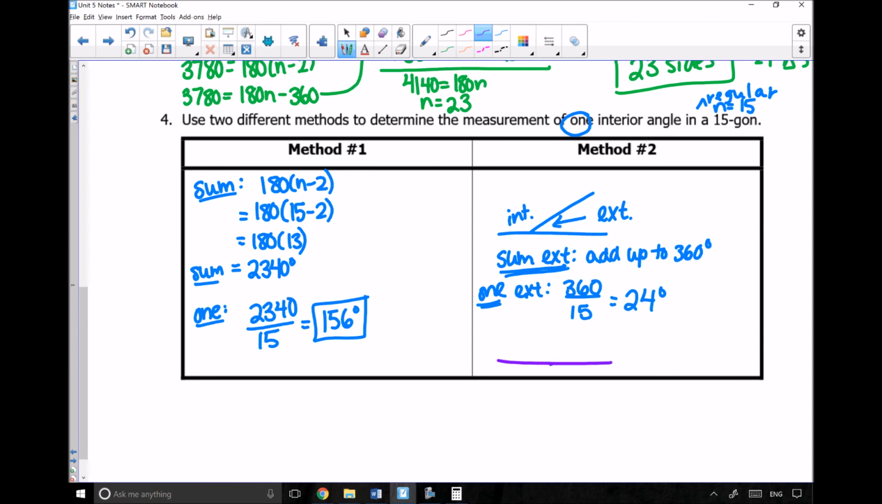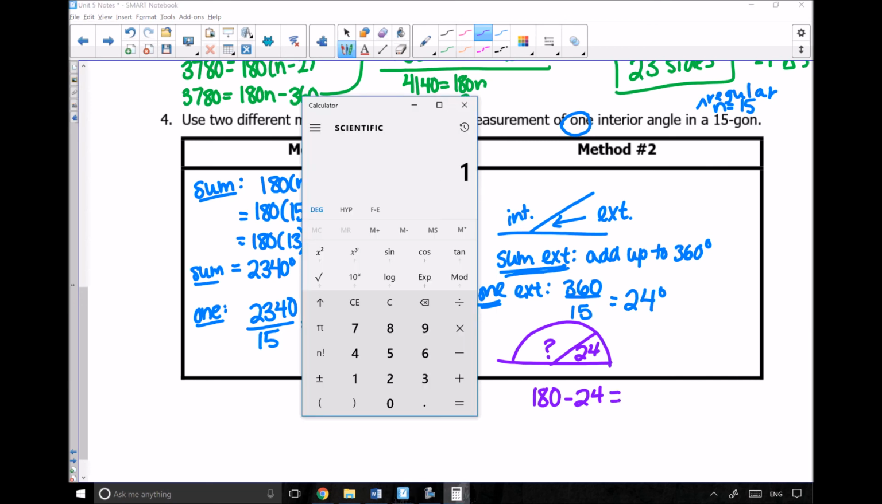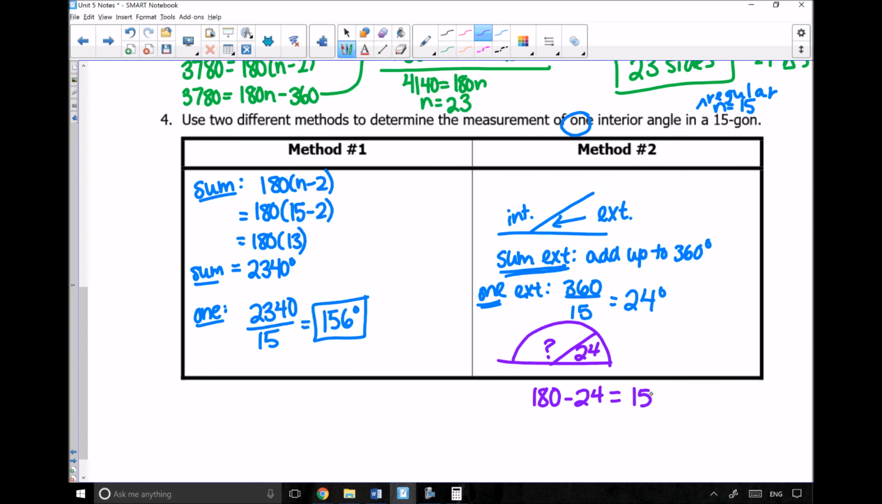Well, if my exterior angle is 24, how do I figure out what my interior angle is? Well, I just take 180 and subtract 24 from it because I know altogether this will make 180 degrees. So when I do 180 minus 24, I end up getting 156 degrees. So we have two different methods that we can use to figure out the measure of one interior angle of a 15-gon. Okay, and hopefully that makes sense.